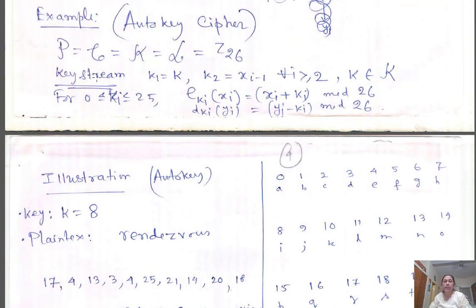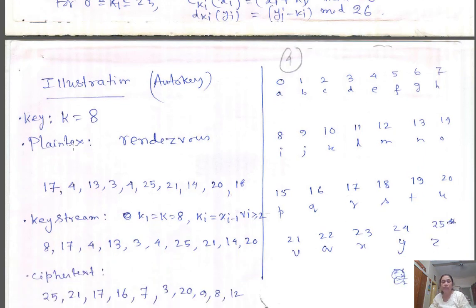As I said, your plain text space is Z26, that is, integers modulo 26, elements from 0 to 25. We can associate in this way. So if you have English text, you can convert it into a sequence of integers from 0 to 25 by assigning the alphabets the integers between 0 and 25 in this way.